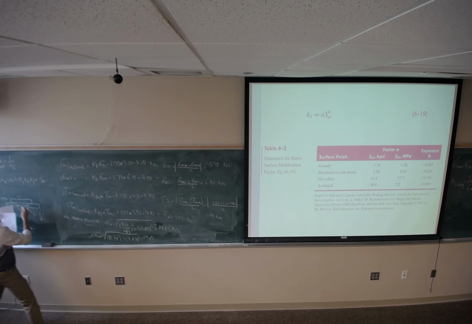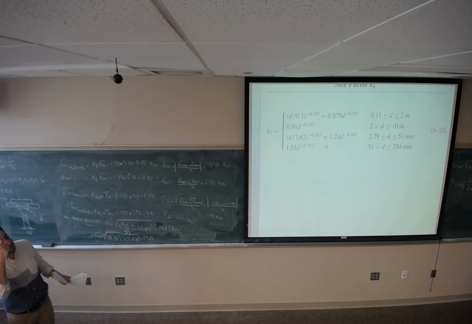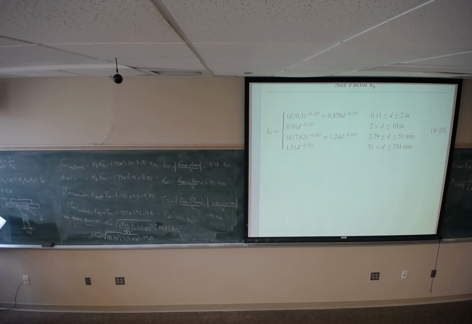Ka is 0.87, 0.858. Kb is a size factor. You have a diameter, the smaller diameter is 1.25. Just plug in there and find Kb. So this is Kb, 0.85, and Ka would be 0.876. Kc is 1. Temperature is 1. The other factor would be 1.